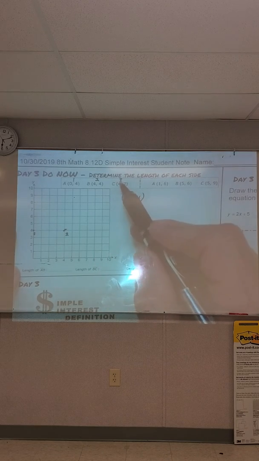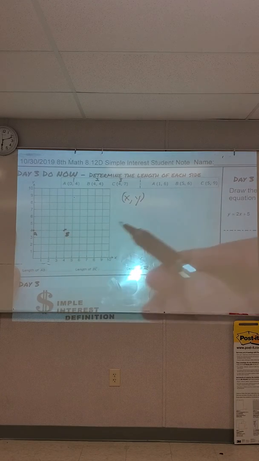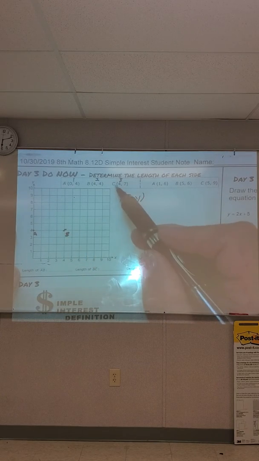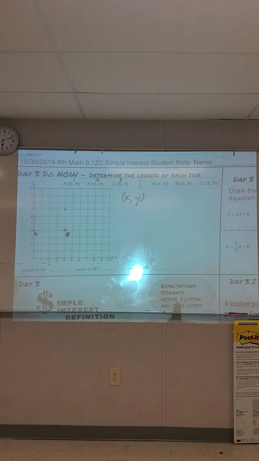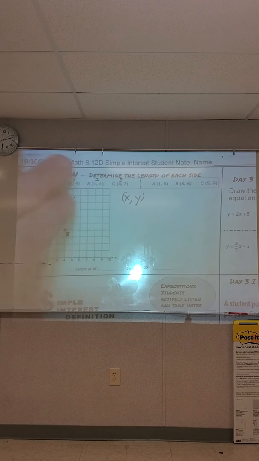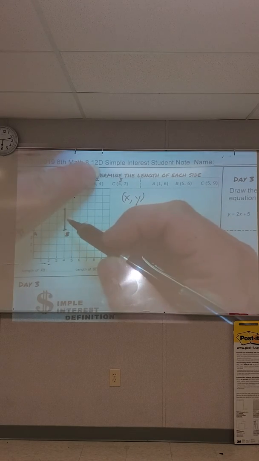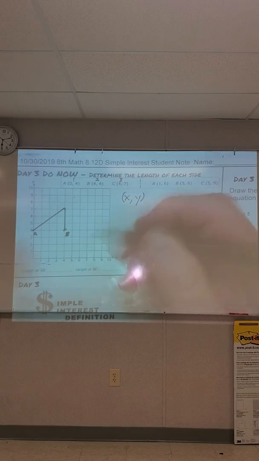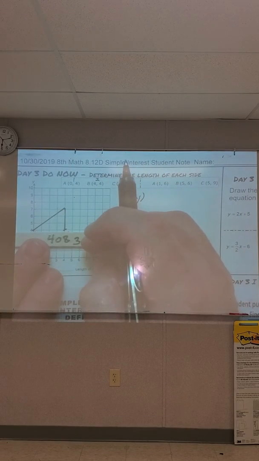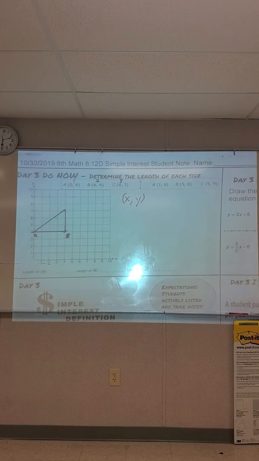Alright, here's the third corner. Or we could say A and B. So let's look at corner C. 4, and they come up to the 7. So this would give us a triangle. Neatness counts. You can use anything for a straight edge, as long as you have a straight edge.